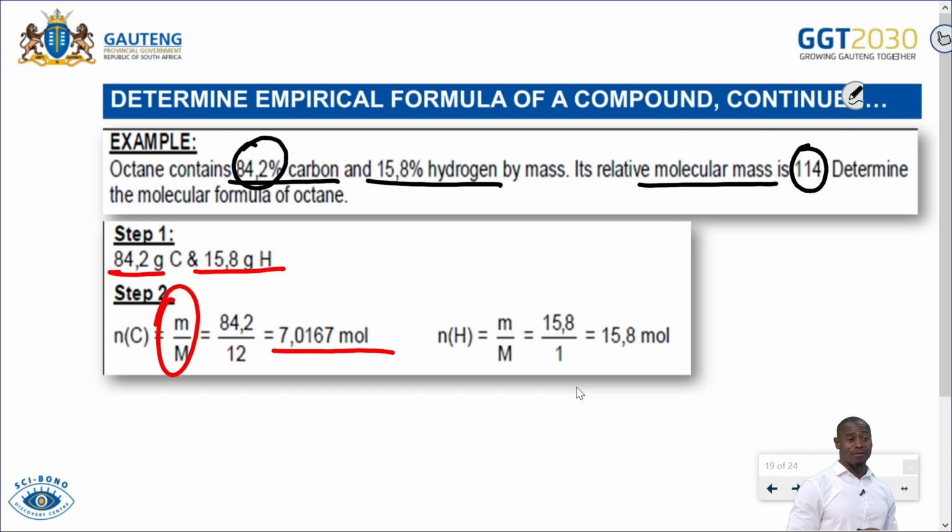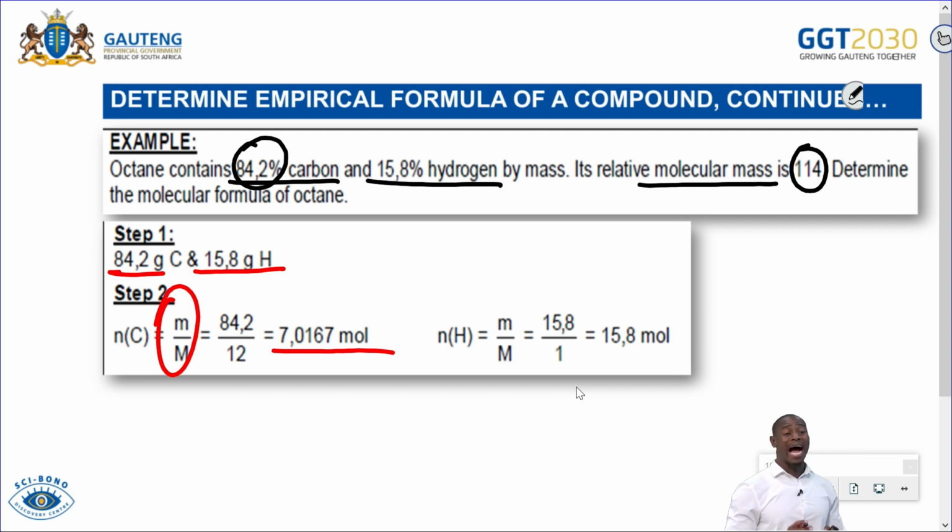Then let's calculate the number of moles of hydrogen. The number of moles of hydrogen is mass over molar mass. The mass from that percentage is 15.8. And the molar mass, or the relative atomic mass of hydrogen from the periodic table, is 1. So hence here we divide it by 1. So we have expressed percentages as masses. From there we have calculated the number of moles of each element, right? Then from here we have to find the ratio of carbon to hydrogen.